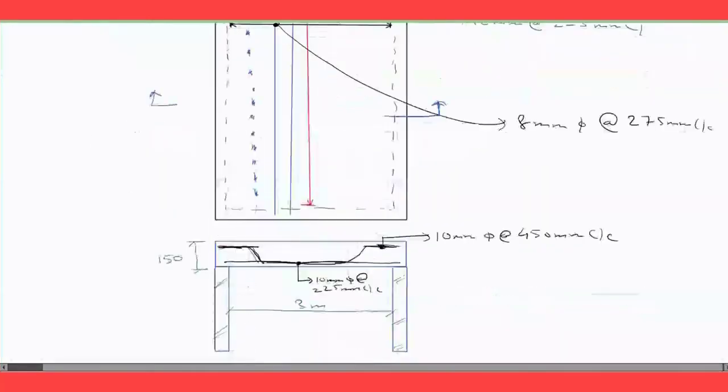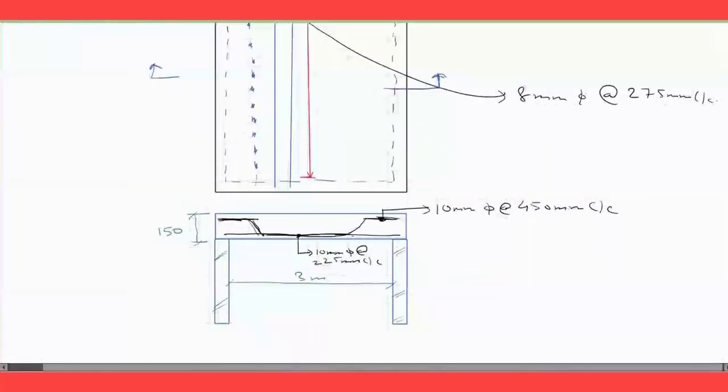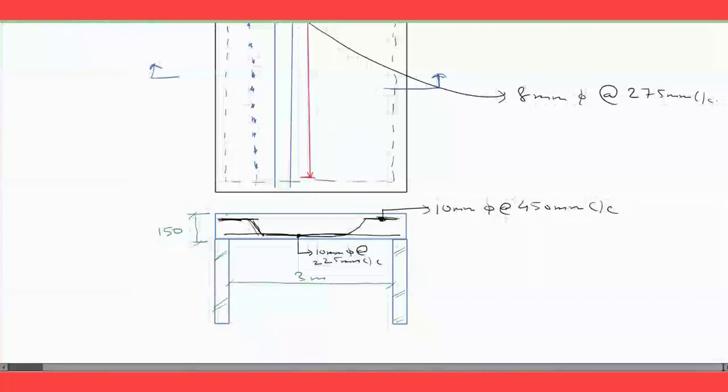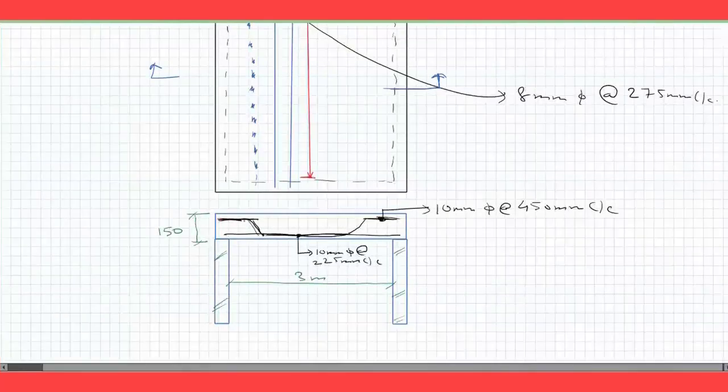Alternate bars, what you are doing, you are actually cranking it. And why you have cranked it? In order to take care of the partial fixity which may occur. Now, if there is partial fixity, then there can be what? A tension in the top fiber. Okay. So 50% of the tension reinforcement, what you are doing, you are actually providing on the top side. And this is based upon SP34. So this is what you are seeing actually.